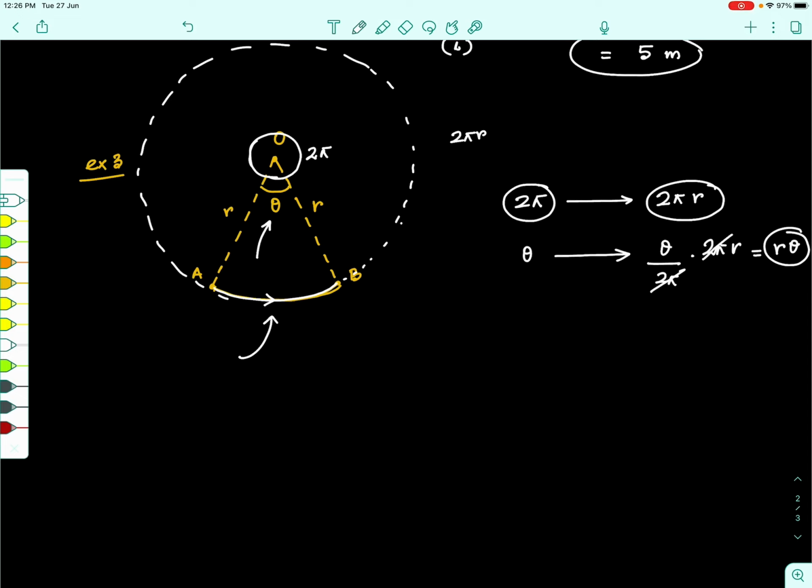We all know that this is also a standard result. In case of a circle, if we ever want to find out the length of an arc which subtends an angle, any angle theta, let's say at the center, if this angle is theta and the radius of the circle is r, we know that this arc length is given by r into theta. So, the same thing we are getting from here.